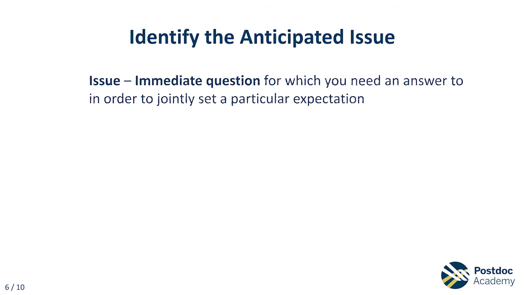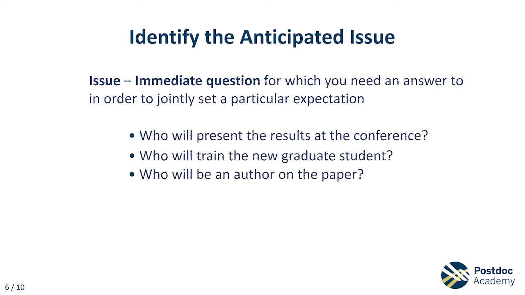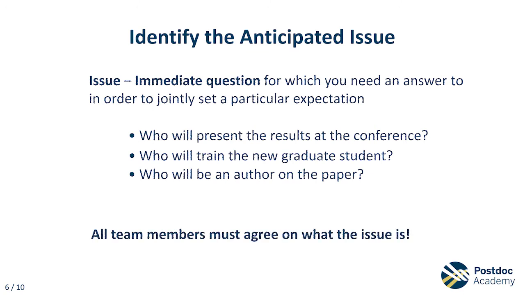In this collaborative approach, you are now ready to identify the specific issue to be considered. It is best to conceptualize it as a question that needs an answer in the form of an explicit, jointly set expectation. Here, it is essential to be disciplined and to focus on a single issue at a time. Avoid jumping from one issue to another.